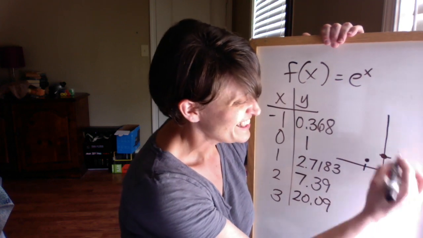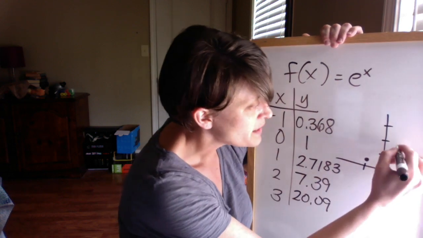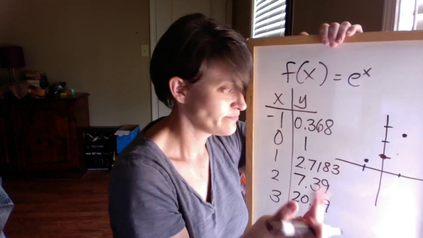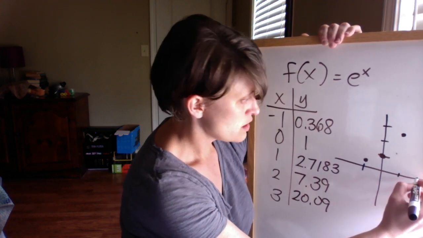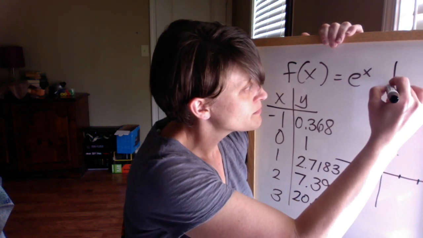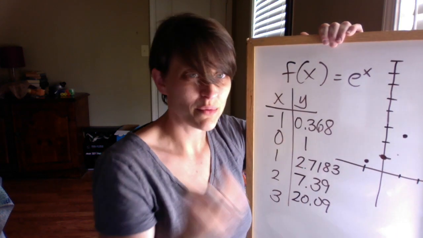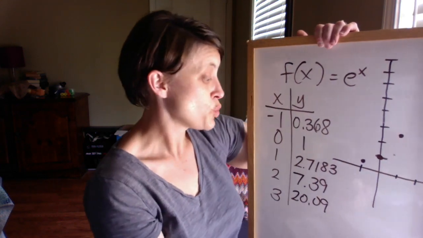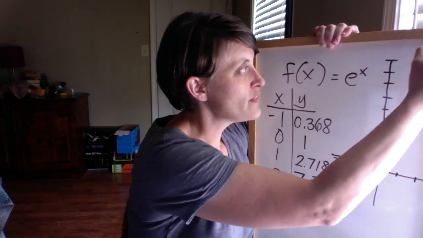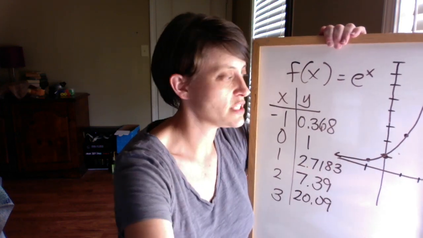Okay, for 0 we have 1, 1 we have 2.71828, here-ish. For 2, we have 7.39, about here. Okay, and that's kind of where we're going to stop because I don't have enough room to go up to 20.09. So let's connect these dots, remembering what these are supposed to look like. We're supposed to get very close to this line but never touch it.